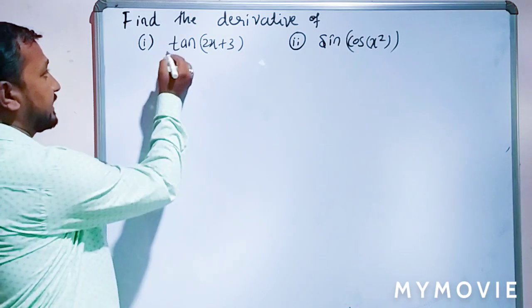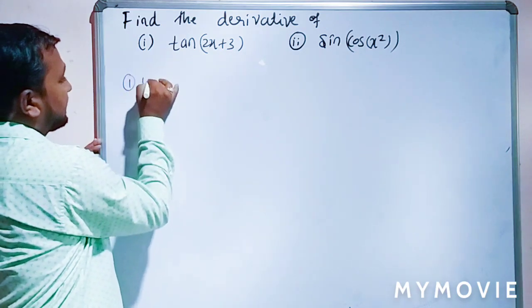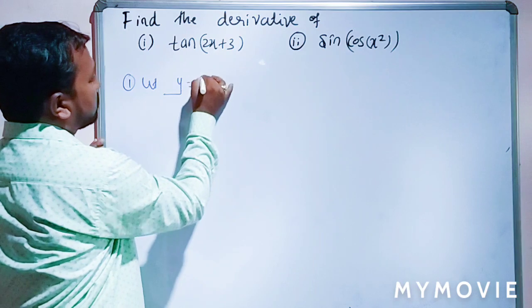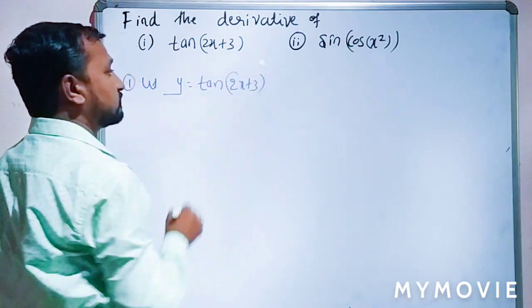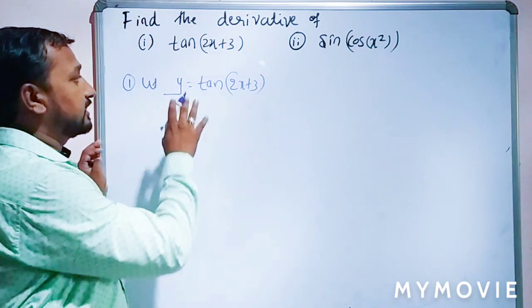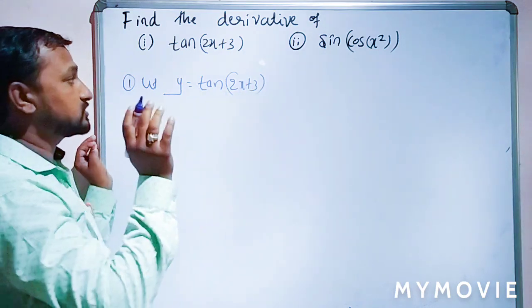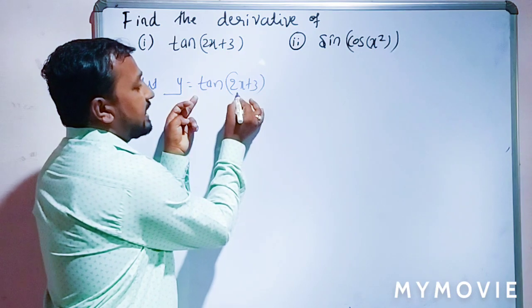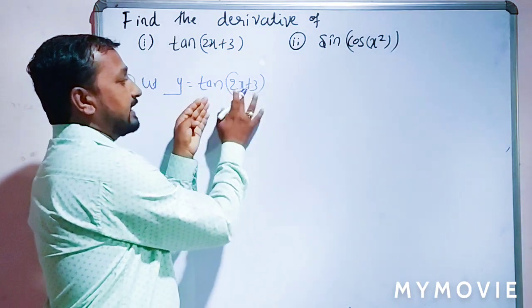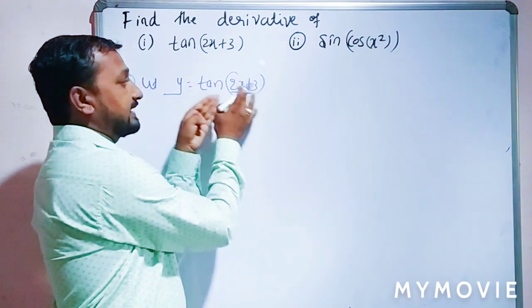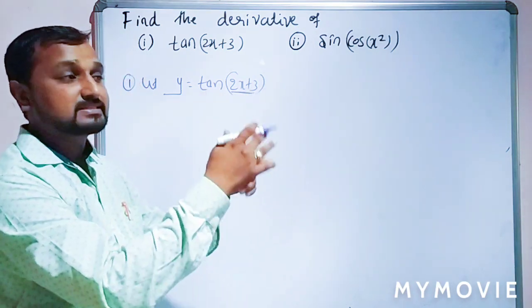So here I can take the first one. Let us take this function as y is equal to tan of 2x plus 3. Here the derivative of this function: first, this is of the form tan, and this whole function should be taken as x. So this is of the form tan x. What is the derivative of tan x? Sec square x.